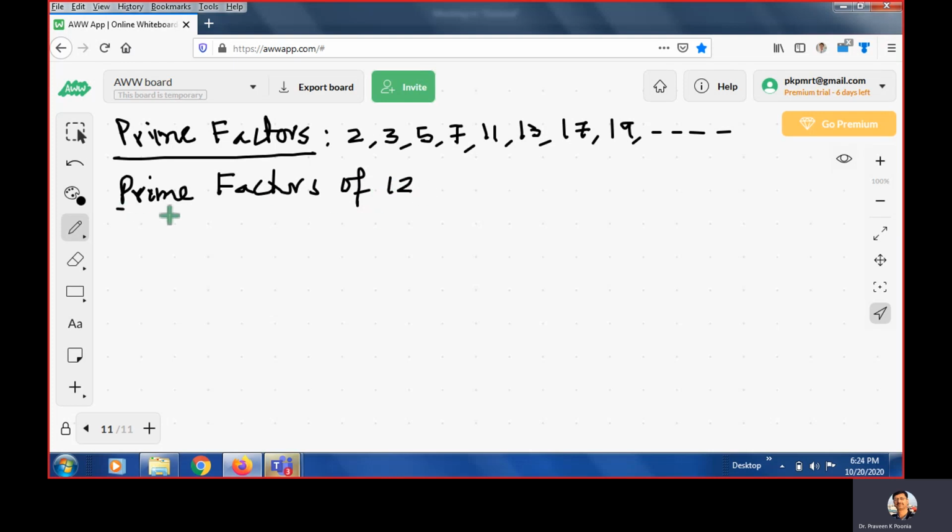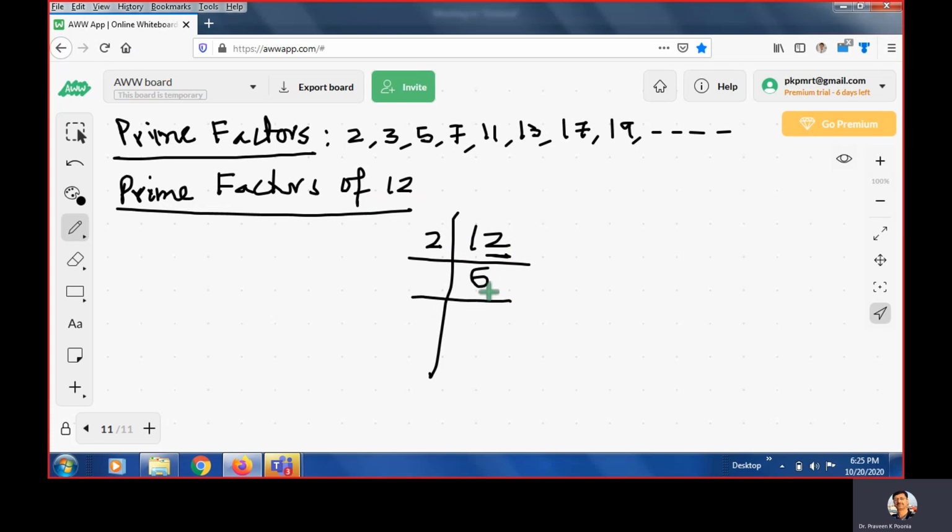Clear? So prime factors of 12 we are finding. Look how to do it. Write 12, make one line here and here. Because this is an even number, because 2 is the last digit, unit place, so we will divide by 2. 2 times 6. Again 6 is here. 2 times 3. The moment you get a prime number here, stop. 3 is a prime number, so stop.